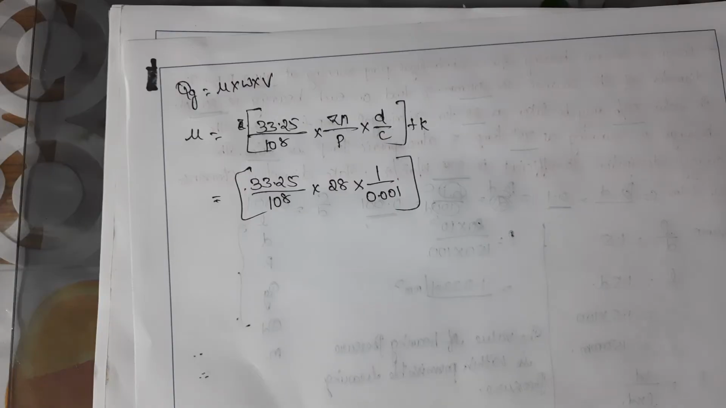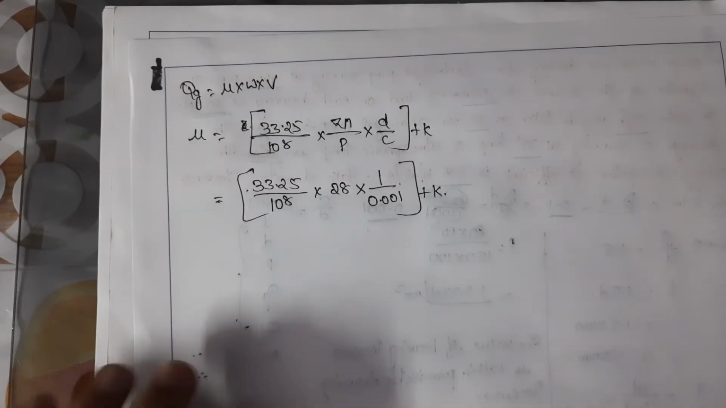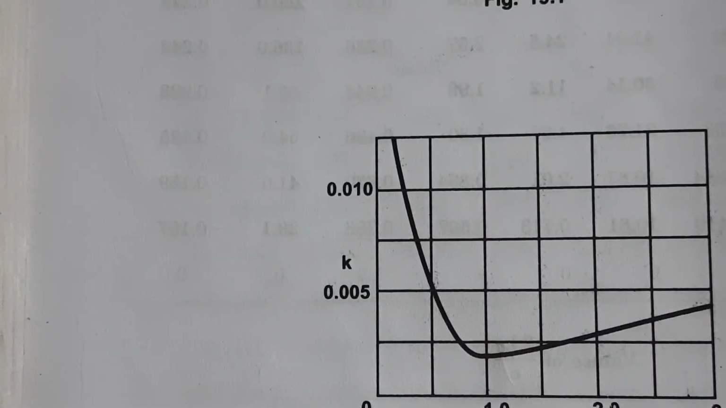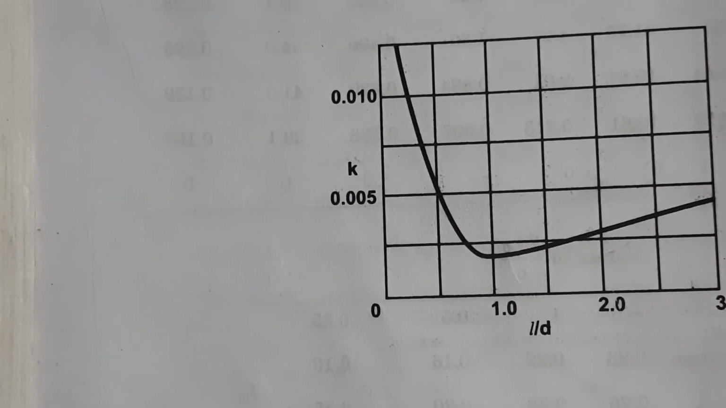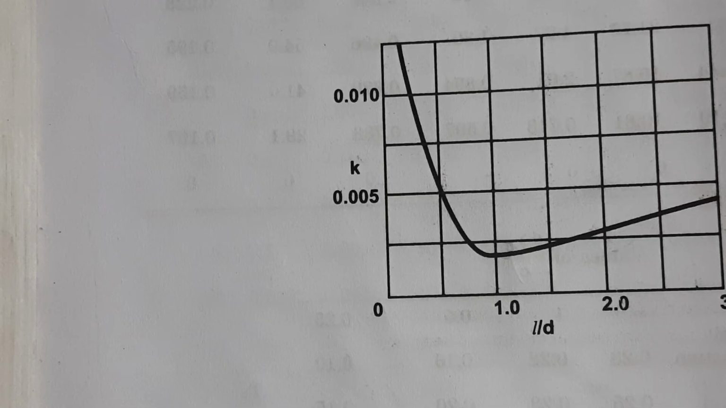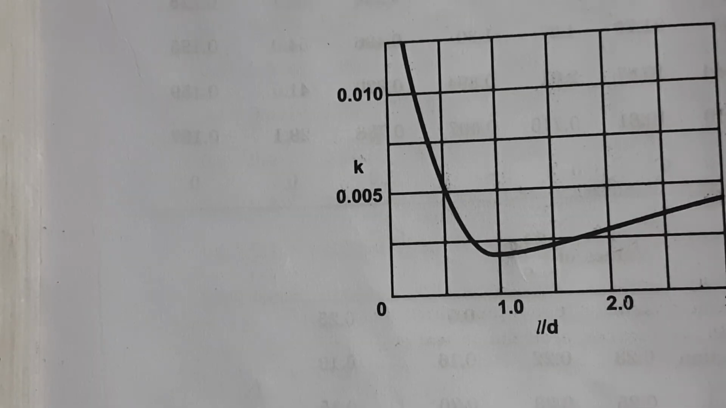Plus K. Here the K is nothing but your end leakage factor. The end leakage factor can be found out through this graph. Here the L by D ratio, that is length 150 by 100, will be getting around 1.5.